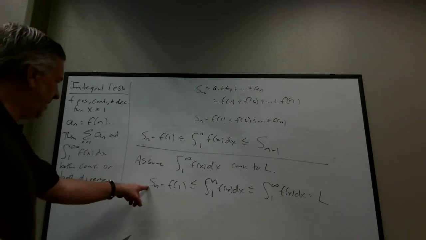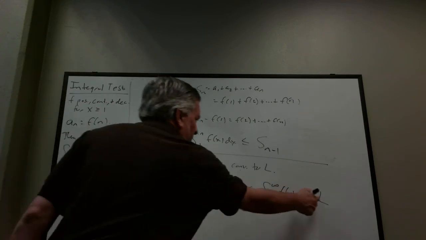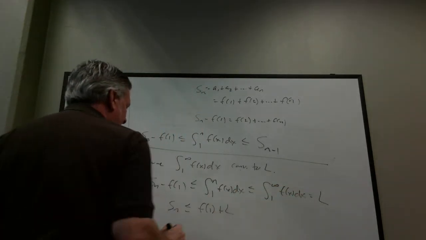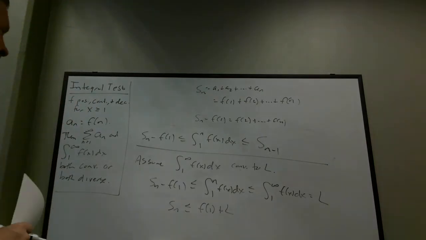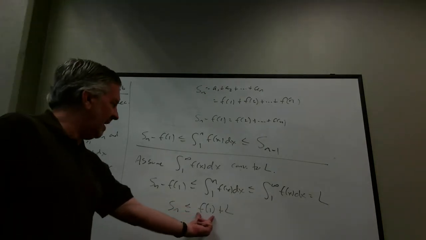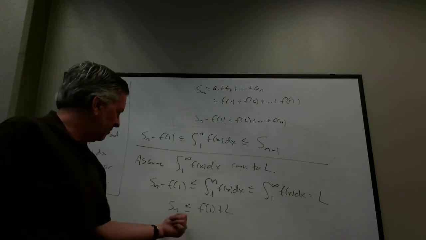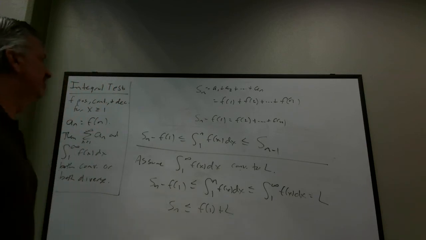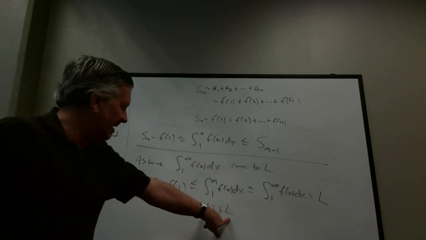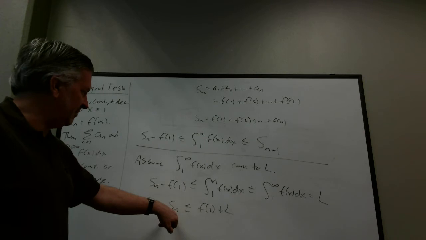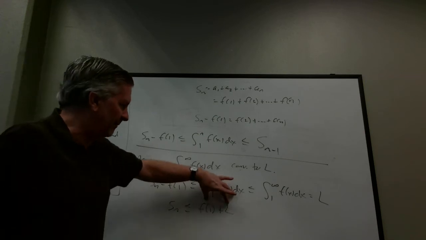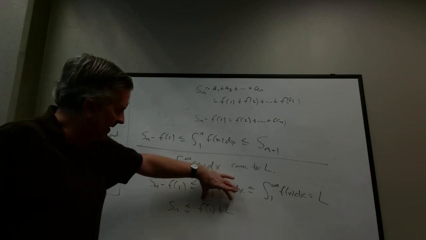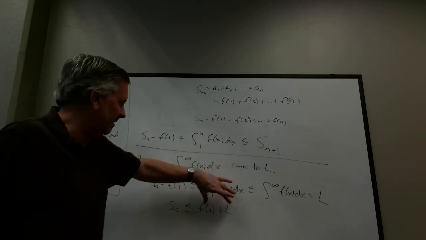So if you solve for Sn, add f of 1 to both sides: Sn is less than or equal to f of 1 plus L. But f of 1 is just a constant, and L is some constant, so Sn is always less than or equal to f of 1 plus L. So that's a constant. Every element of the sequence of partial sums is less than this number, whatever it is. Notice this sequence Sn is bounded above. It's always less than or equal to this constant.